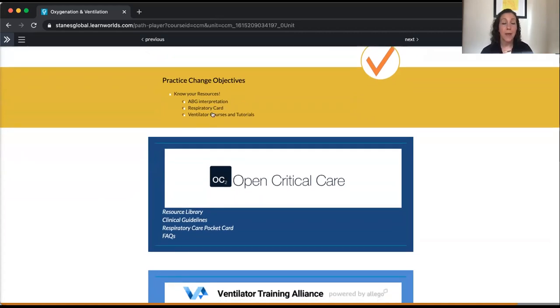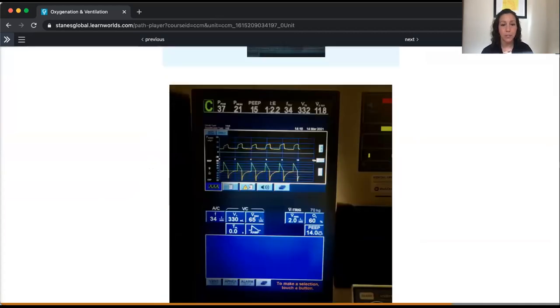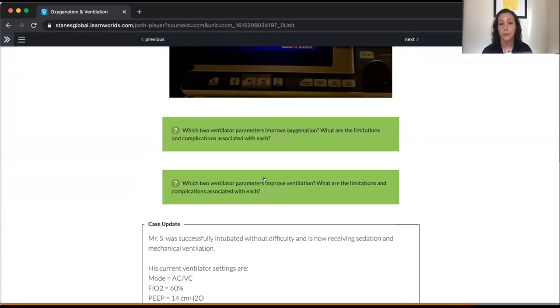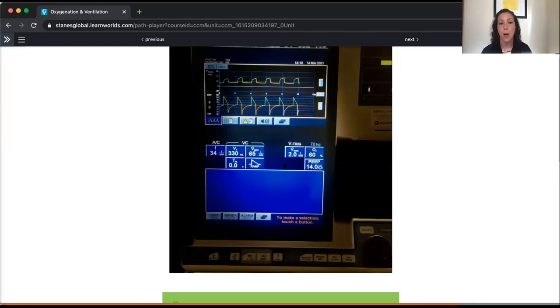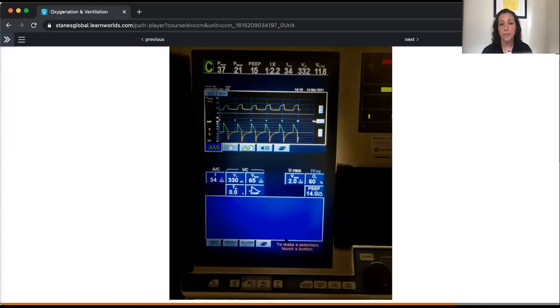So, and just to tell you, I took this picture here yesterday. So this is a real patient's ventilator and these are real numbers. So this is how I managed a patient with COVID-19 and ARDS just yesterday, okay?